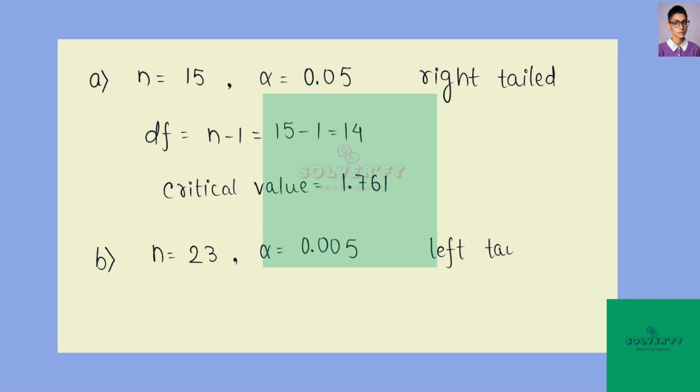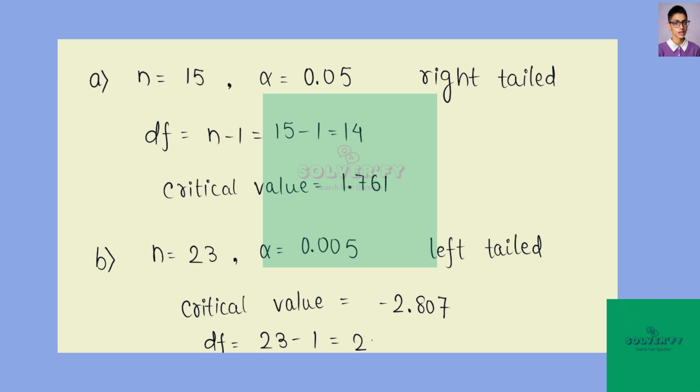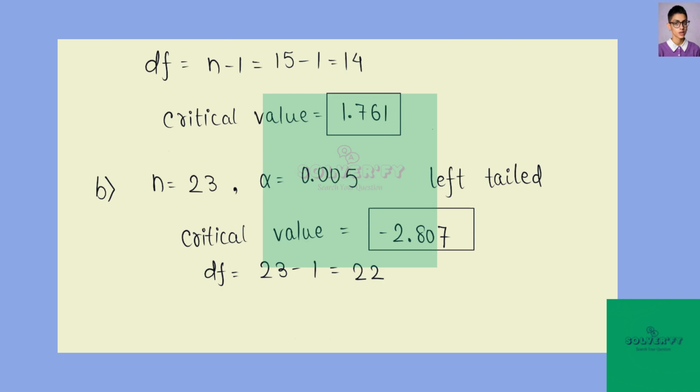So it will be left tailed, and hence we can say that the critical value will be equal to, let us write, critical value. So it is going to come around negative 2.807. So we are writing all these values for the degrees of freedom, which will be 23 minus 1, that is n minus 1, and that will be equal to 22. So we can put this value inside a box because this is our answer, and in the first part also. So remember that we are calculating all these values based on the degrees of freedom value and the significance level, which is alpha.